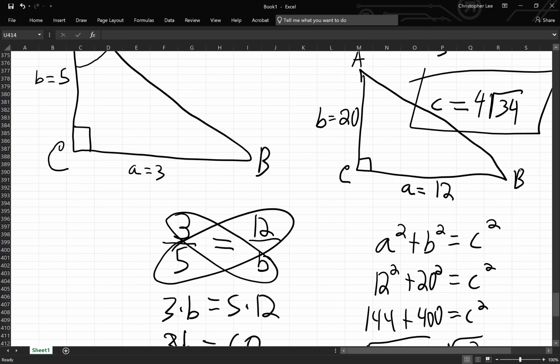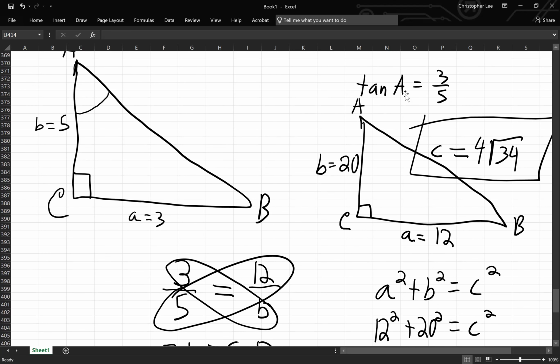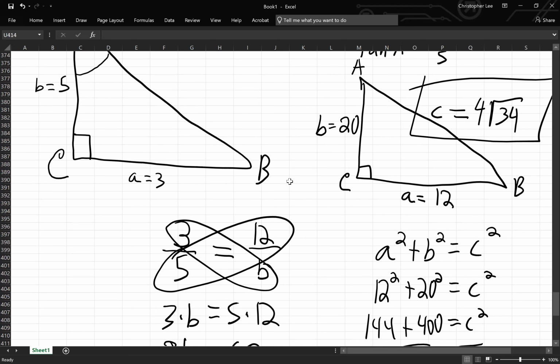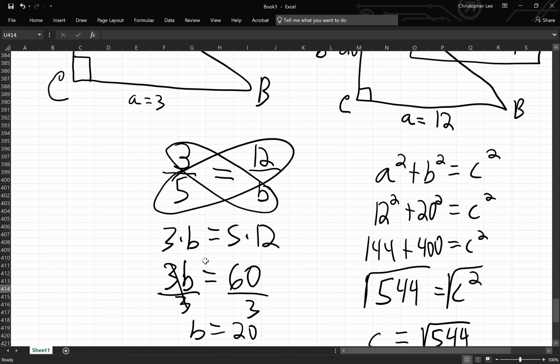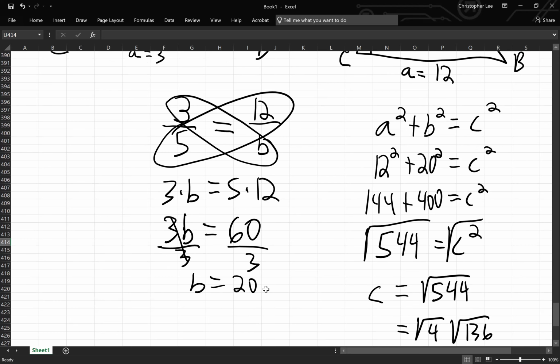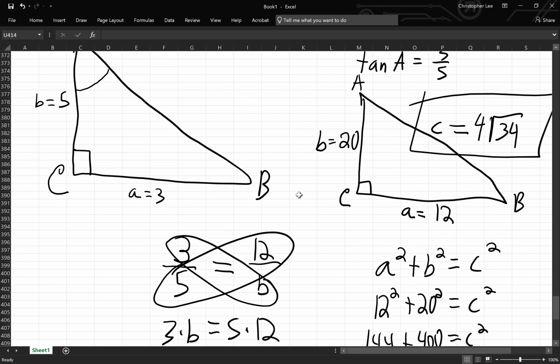So that's what Ashley did, right? You see how it says tan A is equal to 3/5? She just took the 3/5, and then in our second triangle over here, she put the 12 up top because the 3 corresponds to A, and we just solve for the B term. Cross multiplication: 3 times B equals 5 times 12. Little math, boom, boom, boom. We have B is equal to 20. Now from that, A squared, B squared, C squared, boom, we got our answer.